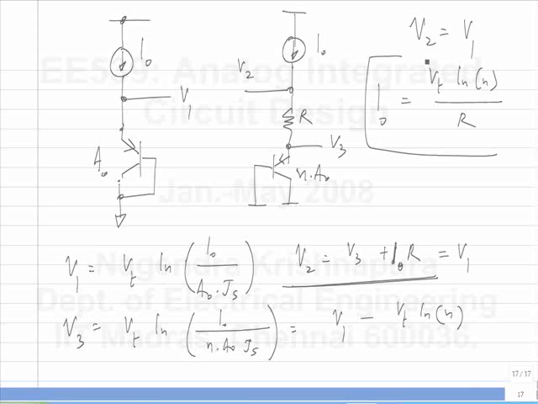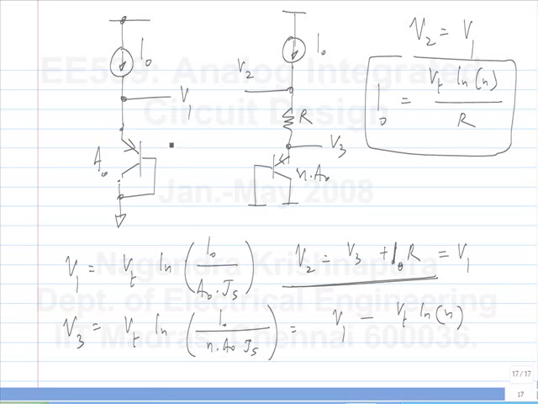So what is interesting about this? It is proportional to absolute temperature. It actually doesn't depend on A0. It depends only on R and Vt. So that is actually a very interesting property of this circuit.